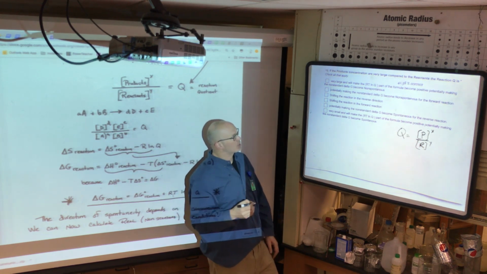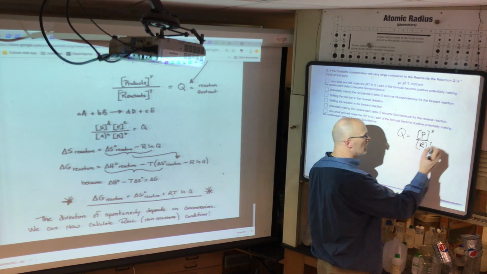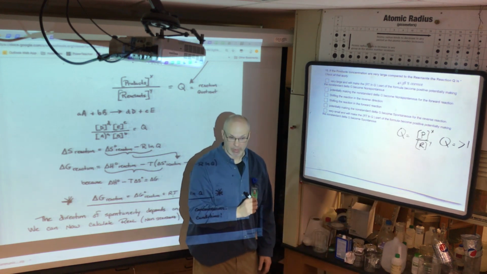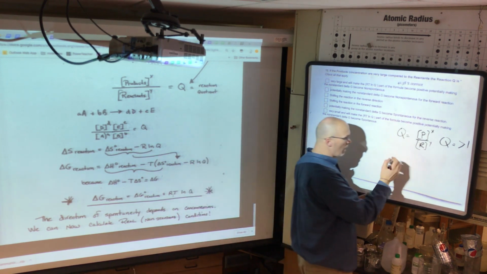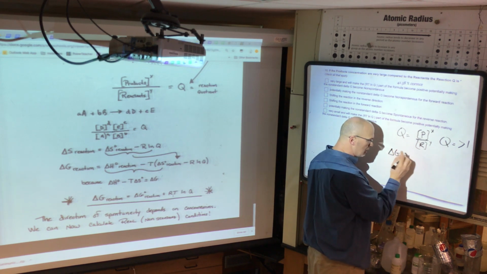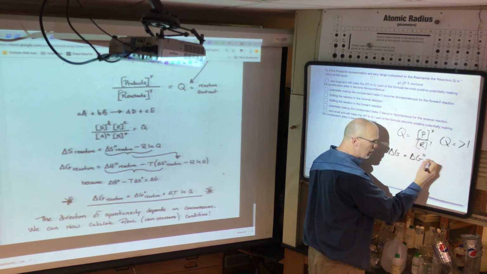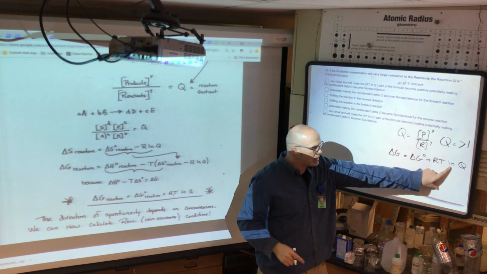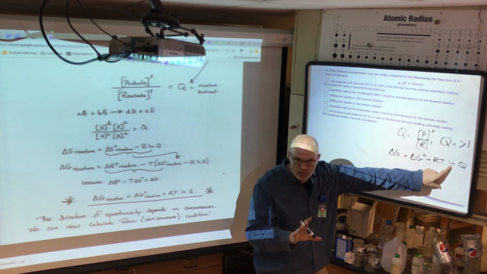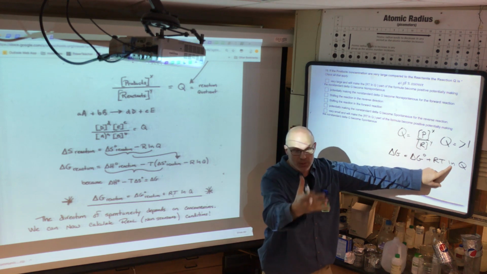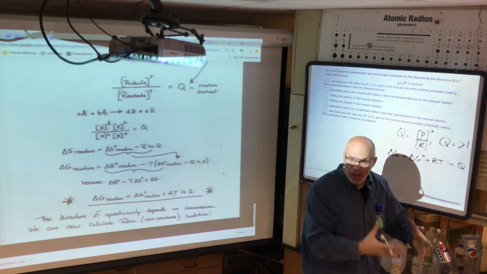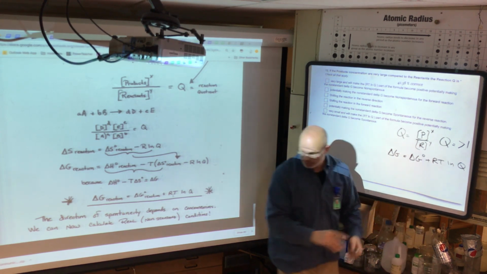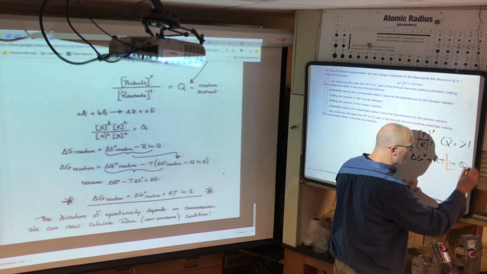So, if the products are very large compared to the reactants, Q is going to be greater than 1, correct? You with me? What do we know? Non-standard delta G is equal to standard delta G plus RT ln of Q. If Q is greater than 1, what's the natural log, or the log, who cares, of a number greater than 1? It's going to be positive, right? 10 to the 2 is 100. So the log base 10 of 100 is positive 2, correct? So this becomes a positive value.